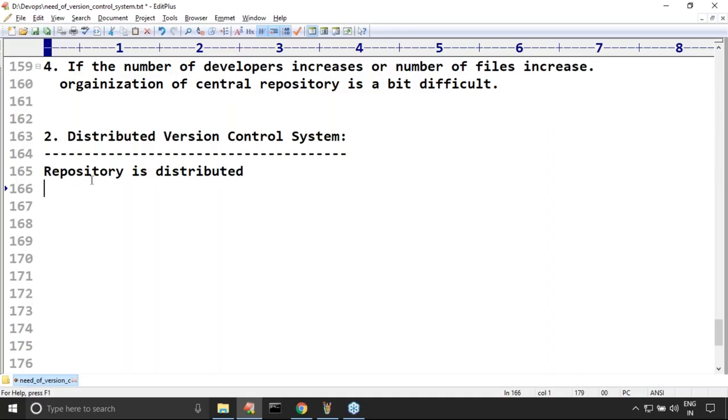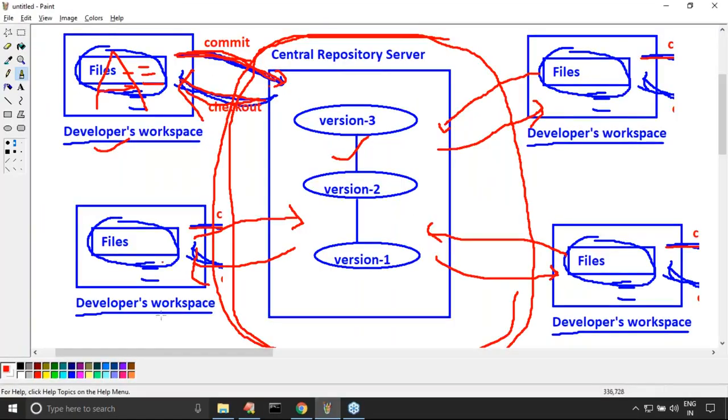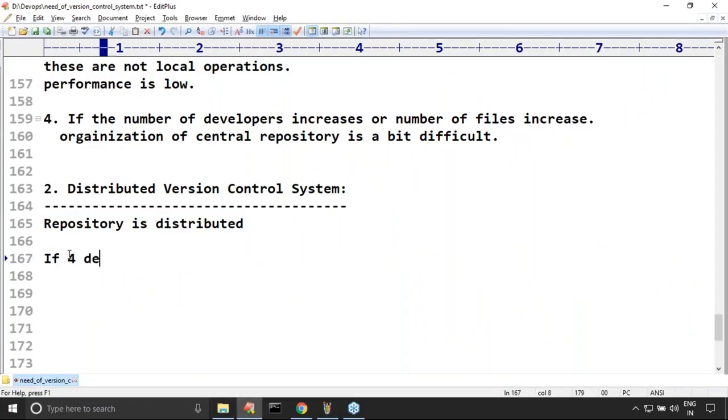Now what is the meaning of this? If four developers are there, how many repositories are there in the first model? Only one repository. If four developers are there in the second model, how many repositories will be there? Four repositories will be there. Remember this one, four repositories will be there.